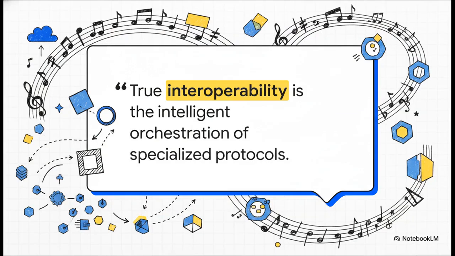So, what's the big takeaway? A successful IoT network isn't about forcing a square peg into a round hole with one single standard. True interoperability is an orchestrated symphony. It's all these highly specialized, incredibly deliberate trade-offs working dynamically together to make the whole thing hum.